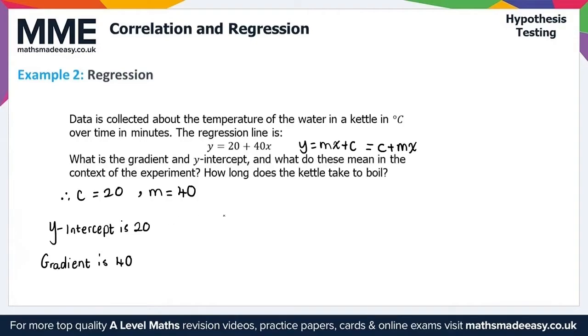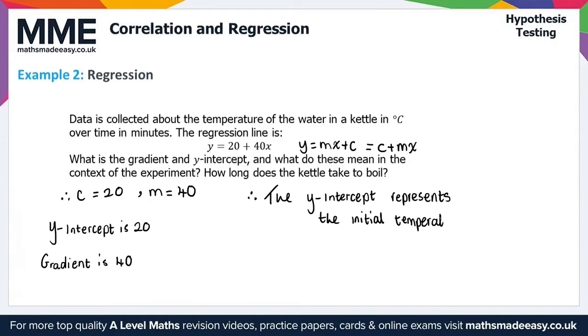So therefore the y-intercept here represents the initial temperature, or the starting temperature. It represents the initial temperature of the water. So we just write that down in full here. That tells us what the y-intercept represents, and that it starts at 20 degrees Celsius there.